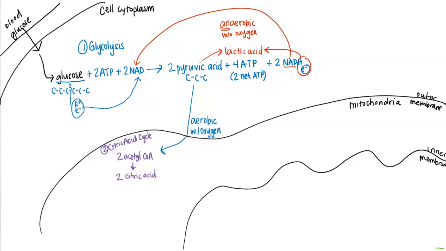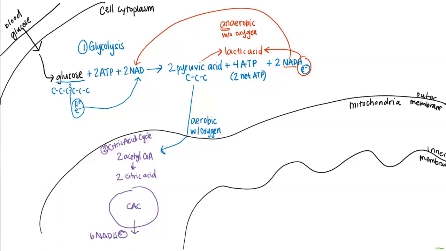The citric acid molecule enters the cycle, citric acid cycle, and what we get out of the citric acid cycle is 6 NADH. So remember, that's more of the molecule that's carrying the electrons. Remember, the electrons are holding our energy.